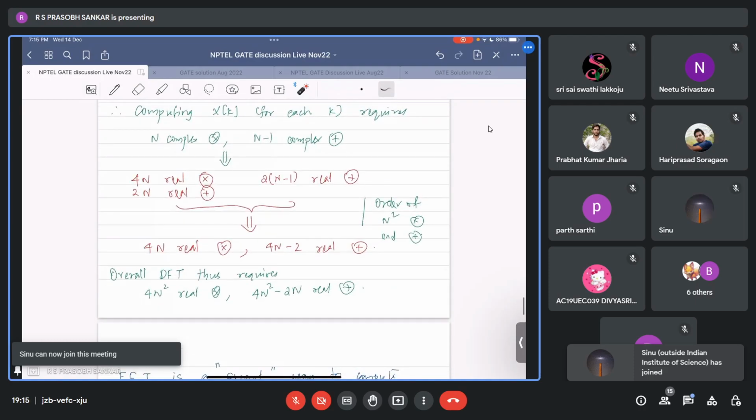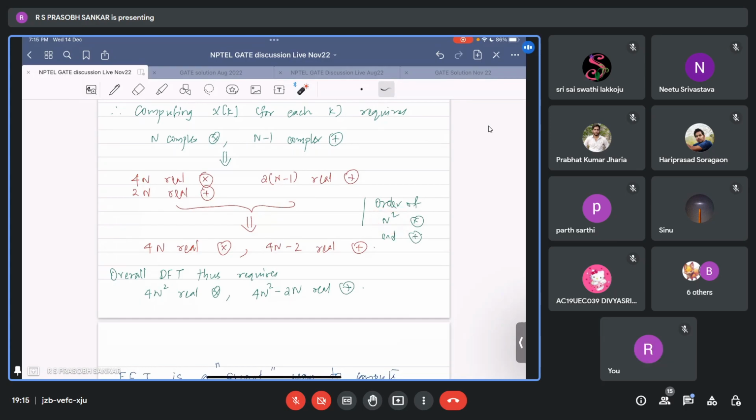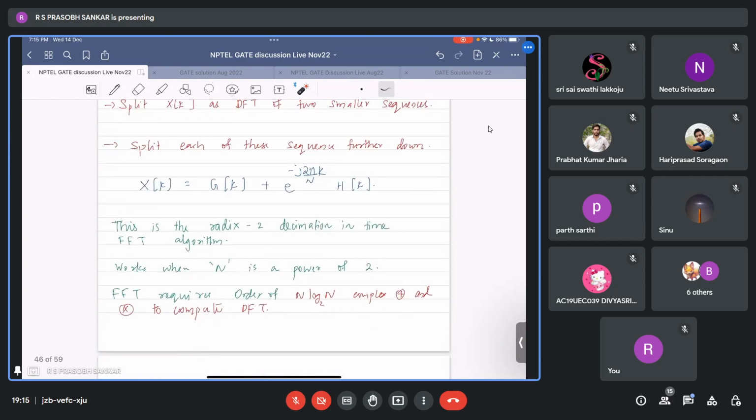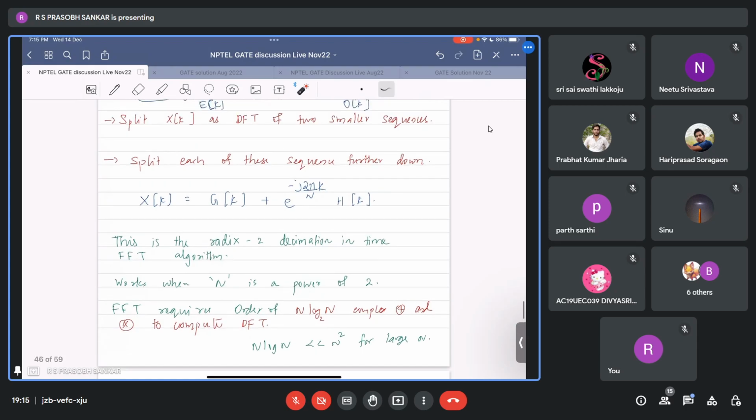So why are we doing this? If you recollect, if we evaluate the DFT directly using the expression, we require N square multiplications and additions. Now, if we do this, it is possible to show that we require only order of N log N multiplications and additions. So when N is large, this N log N will be much smaller than N square. Hence, if we compute the DFT using this kind of an algorithm, that will be much faster. That's the idea. So, any doubts now? Shall we proceed?